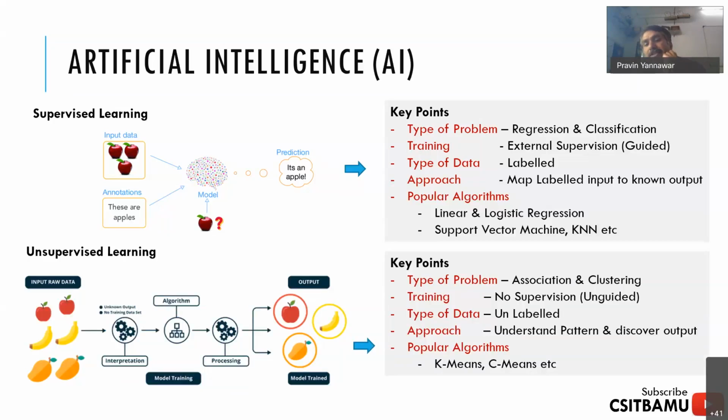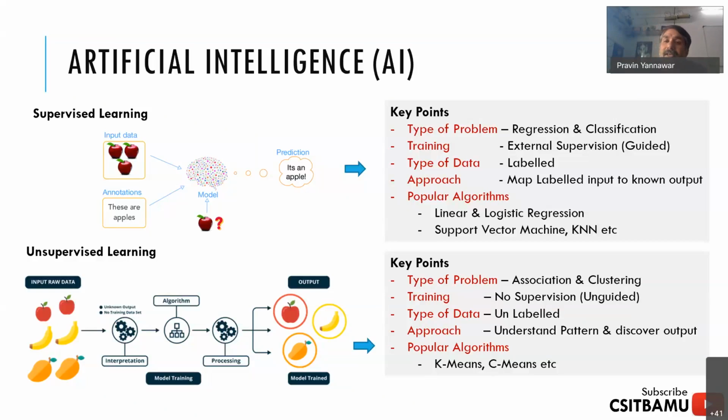So in case of unsupervised learning, the classical differentiation is the type of problem. If your type of problem is association or clustering, then you can go for unsupervised learning. In that case, the training is unsupervised or unguided training. The system has to train itself, based on the models which you define, the system will learn by itself.